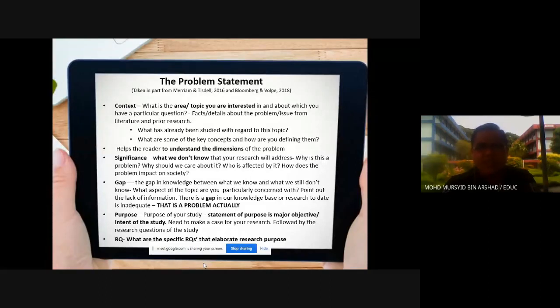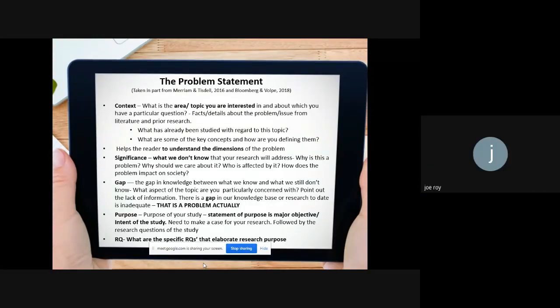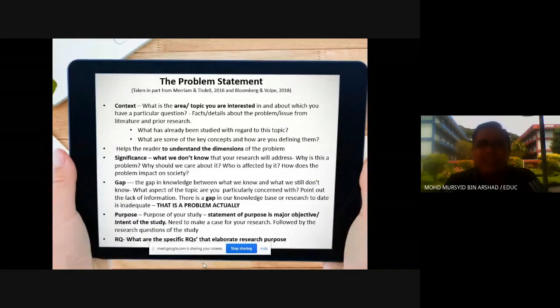This is on how you write down the problem statement. You have the context, one paragraph, significance, second paragraph, gap, the third paragraph, and last but not least, purpose for the fourth paragraph. So you can imagine 4 paragraphs or 5 paragraphs, for example. How many pages do you write down the problem statement? How many pages? What do you think? One page plus. 1 page or 2 pages. Yeah, exactly. It's around 2 pages or maybe 2.5 pages.